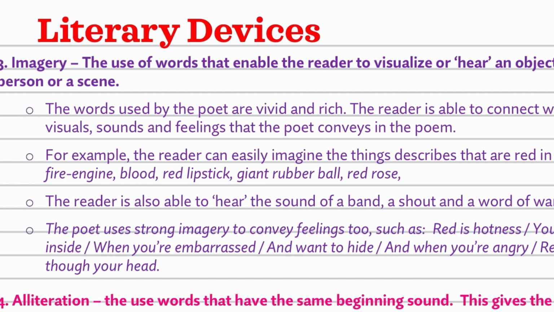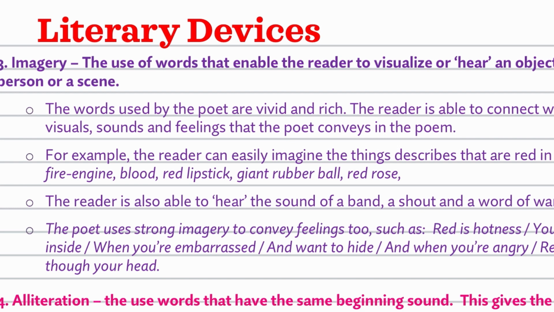Okay, so contohnya kita boleh imagine bila poet ni cakap fire engine, the persona cakap fire engine, blood, red lipstick, giant rubber ball, red rose. Basically dia bagi adjective lah pada noun tu untuk tunjukkan macam mana benda tu rupa dia, macam mana rupa dia.